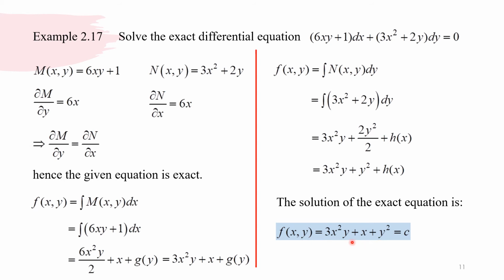And remember in our earlier discussion that the solution of the exact equation is always in the form of f of xy is equal to c, and therefore the final answer is f of xy is equal to 3x squared y plus x plus y squared is equal to c.